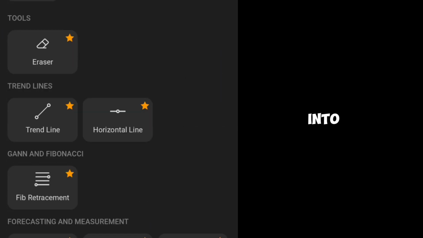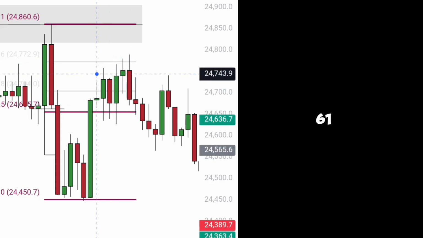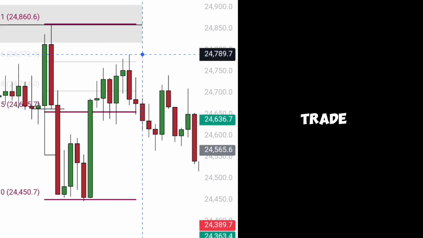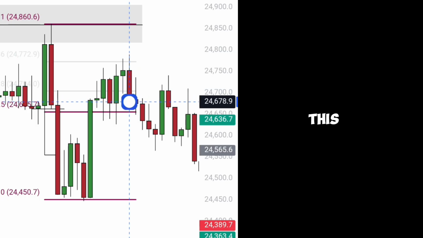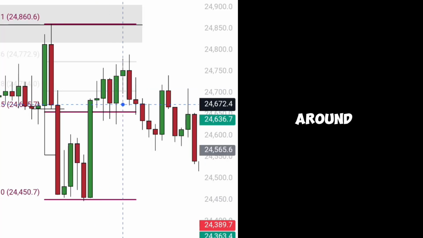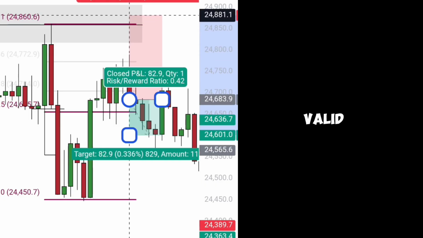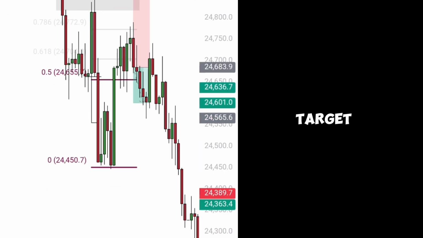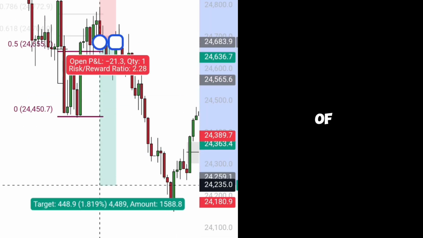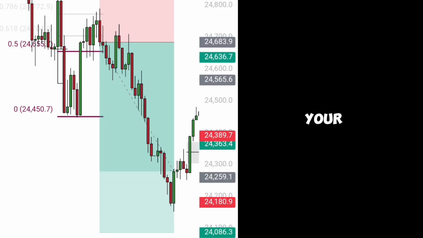the market got into the 50 level, and I think at some point it got to the 61 level, you can decide to take your trade once you see this candle right there. You can decide to take a short position around here, and then you can say this area, which is the top, is valid, and then you can target a risk reward ratio of 1 to 2 or 1 to 3, depending on your trading style.